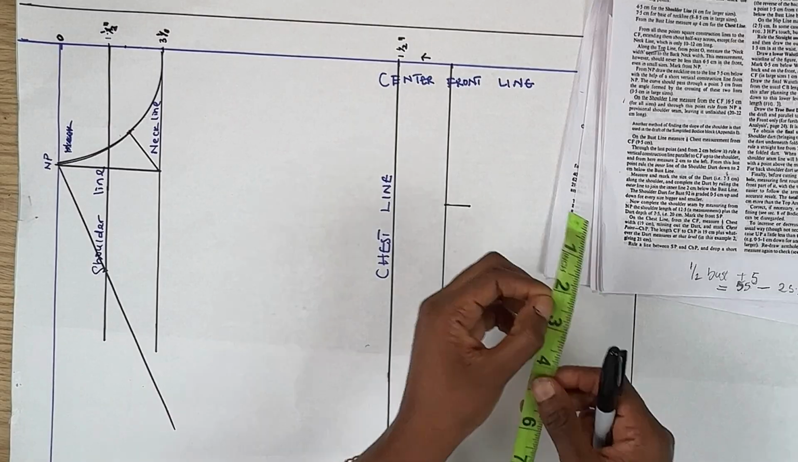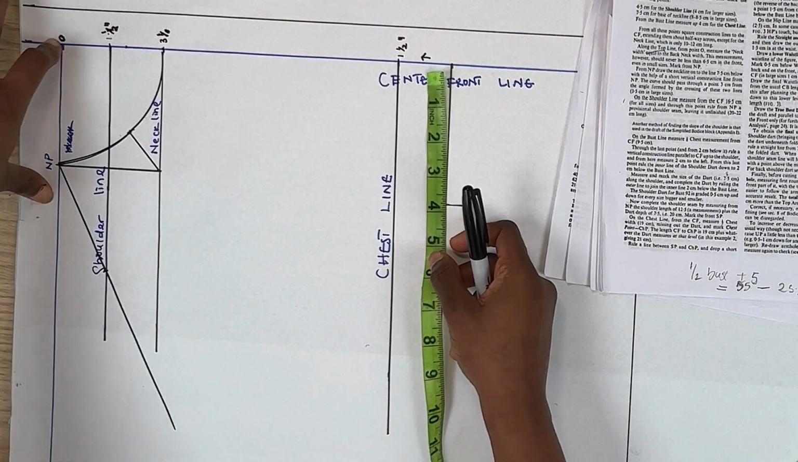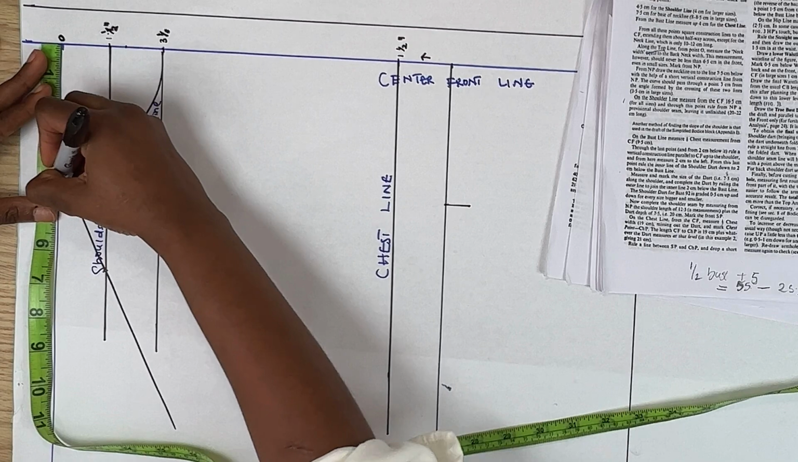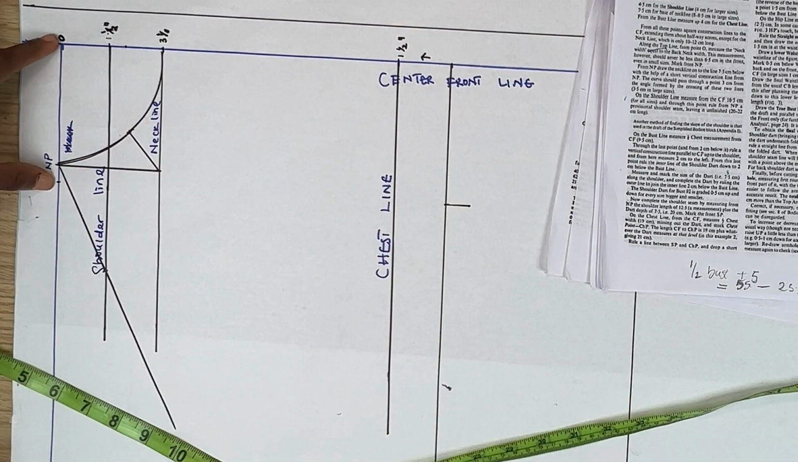Now they want us to extend this measurement all the way to the top line. So measure this on the top line, mark the same point. This same measurement is the same measurement here.